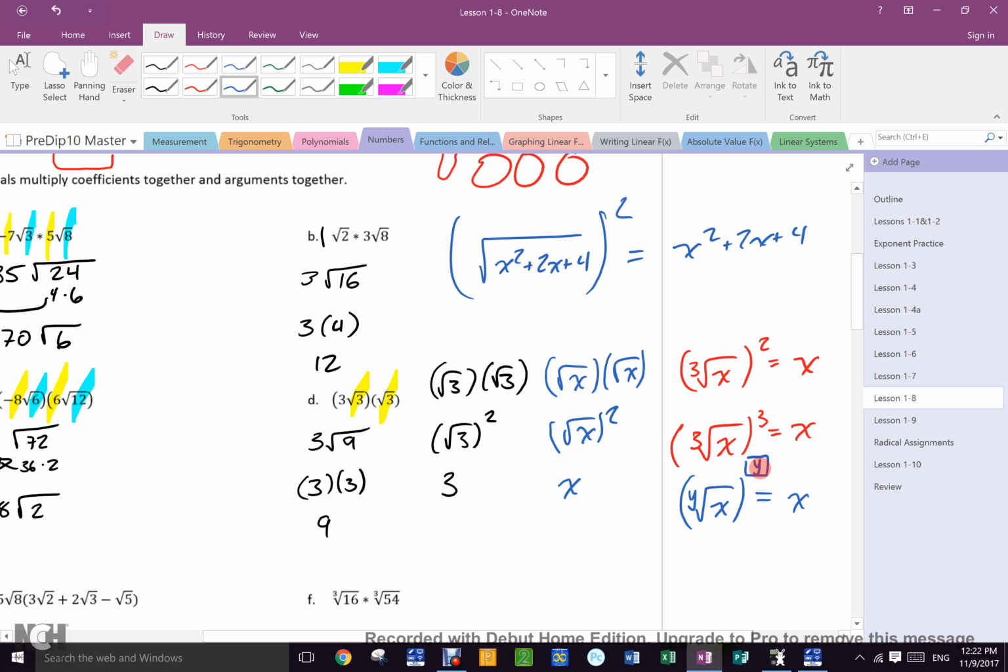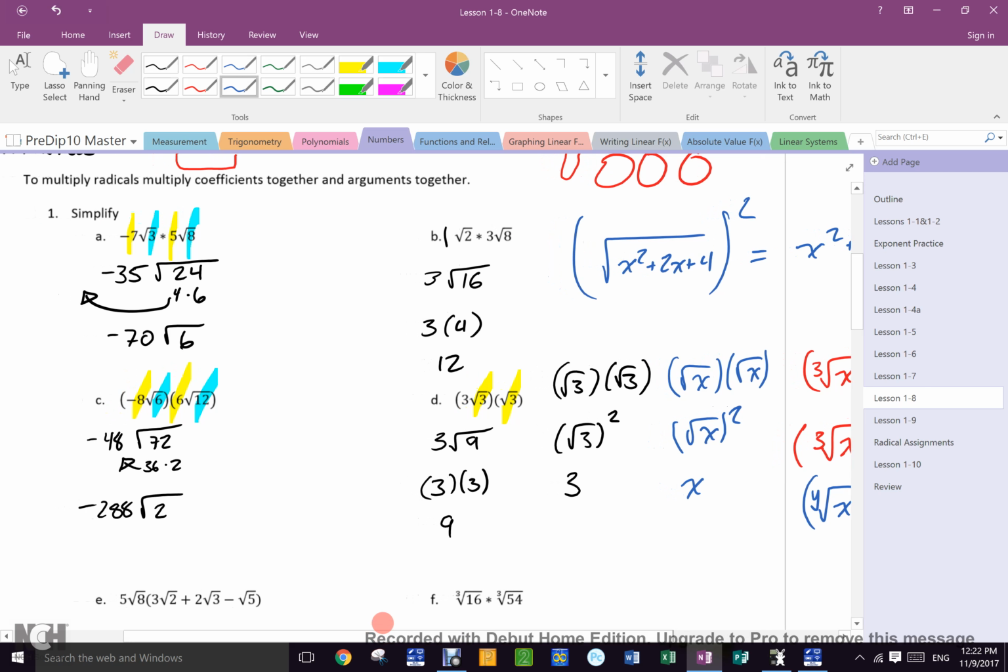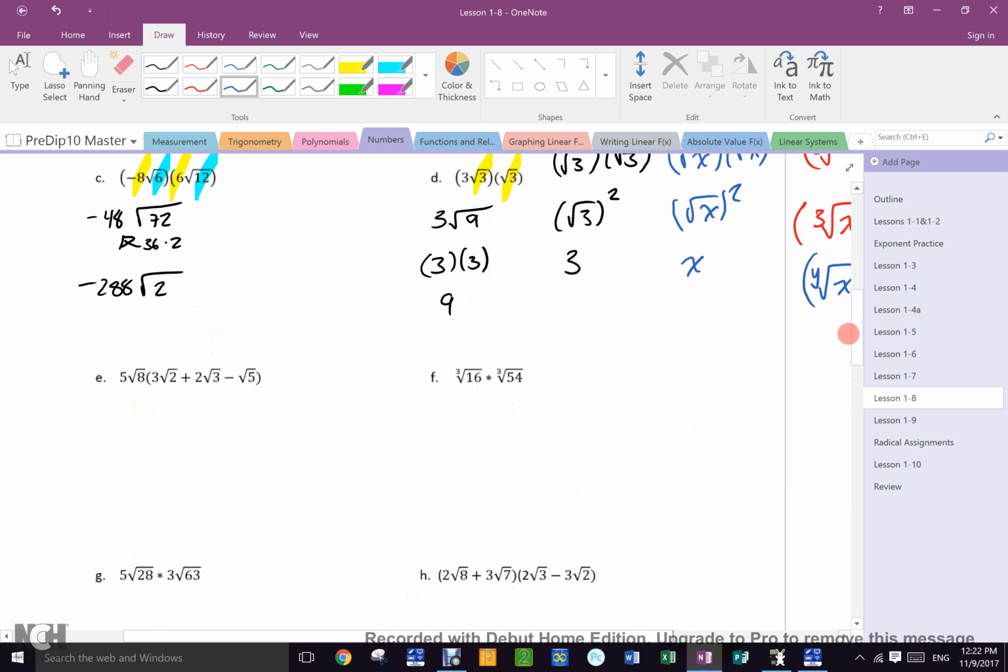Is everybody good? All right. Now we're starting to get somewhere. Look at E, tell me what's different. There's 3 terms. It's a monomial and a trinomial, yes? What did I use to teach you how to do this? I used variables, right? So if this was 5a, 3a plus 2a minus a, what would you do?